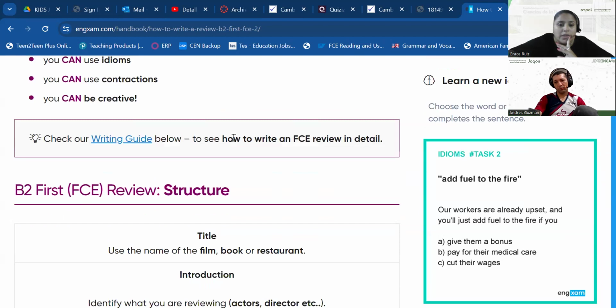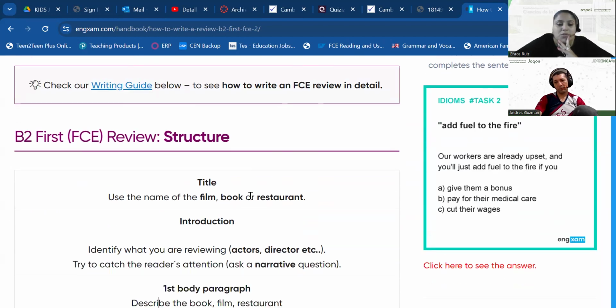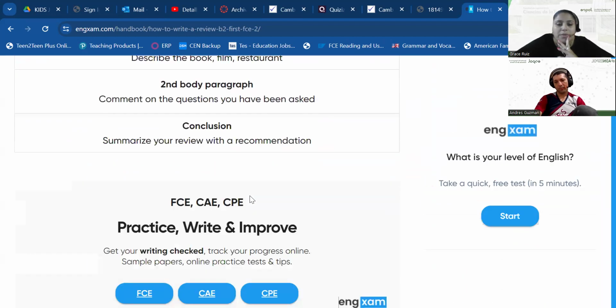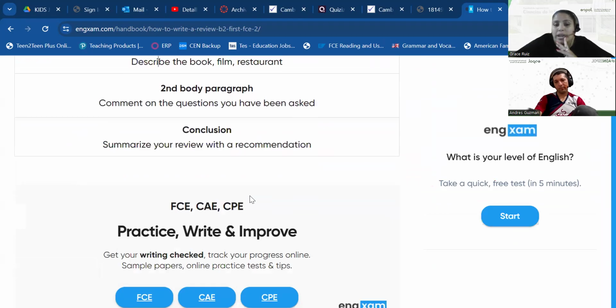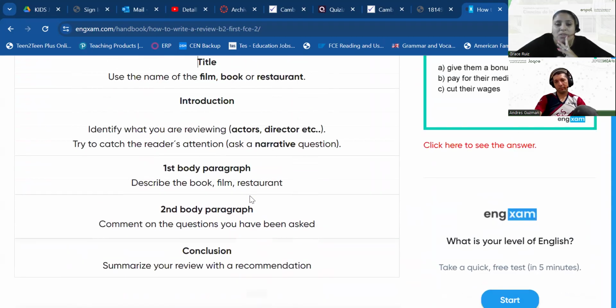Ok, ¿cómo vamos a hacer la estructura de un review? ¿Ok? Y esto es lo que esta página nos sugiere, ¿no? Lo que esta página nos sugiere es el title. Esto es algo que un review sí o sí debe tener, ¿ya? Entonces, esto es algo diferente de pronto que un essay, porque el essay no necesariamente tiene que tener un title, ¿verdad?